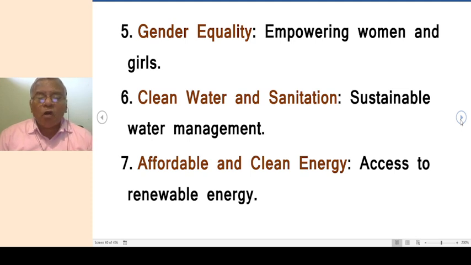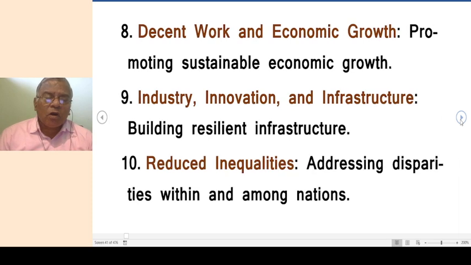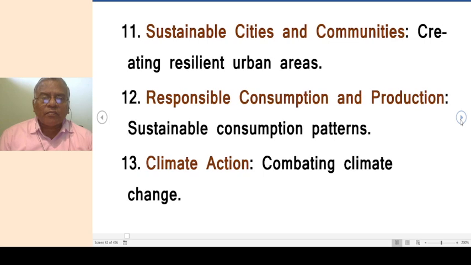The seventh goal will be affordable and clean energy. Access to renewable energy. Then the eighth SDG will be decent work and economic growth. Promoting sustainable economic growth. The ninth SDG goal will be industry, innovation and infrastructure, building resilient infrastructure. The 10th SDG will be reduced inequalities, addressing disparities within and among nations. The 11th SDG will be sustainable cities and communities, creating resilient urban areas.